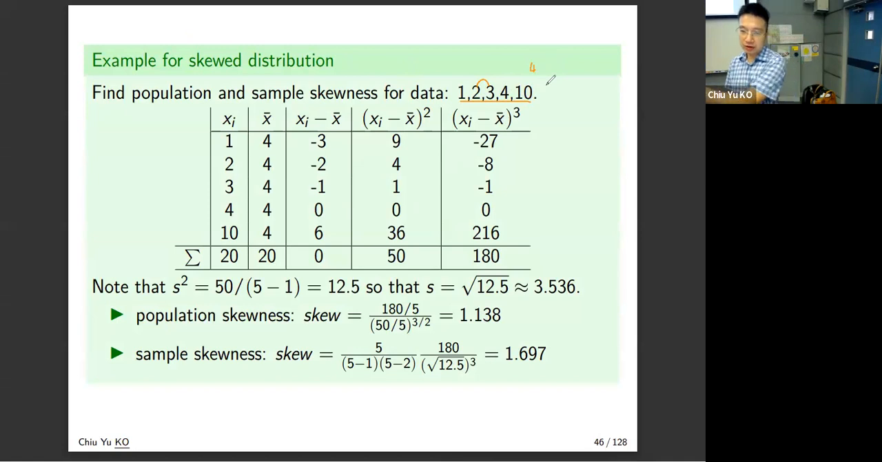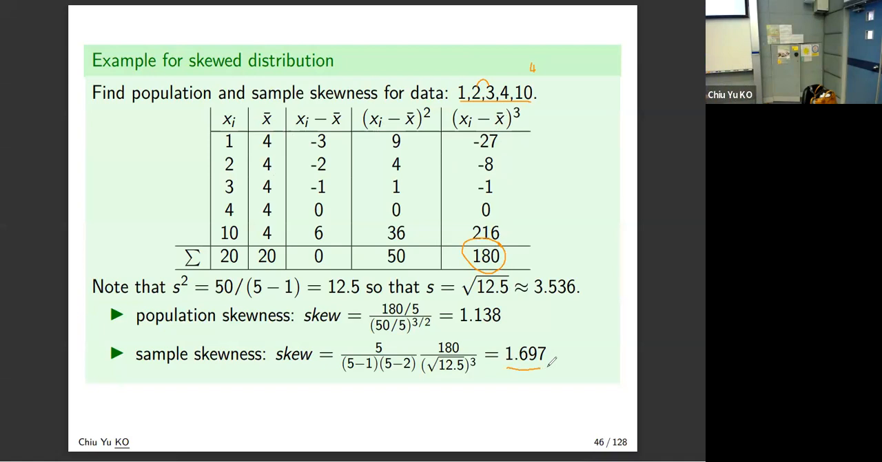So the 10 is much bigger, right? And you can easily calculate it, right? By the same logic, this one is super big. Add them up. Okay. You can see the skew is 1 point something, and the sample one is 1.6. And probably you want to ask how big a skew means you have a problem.